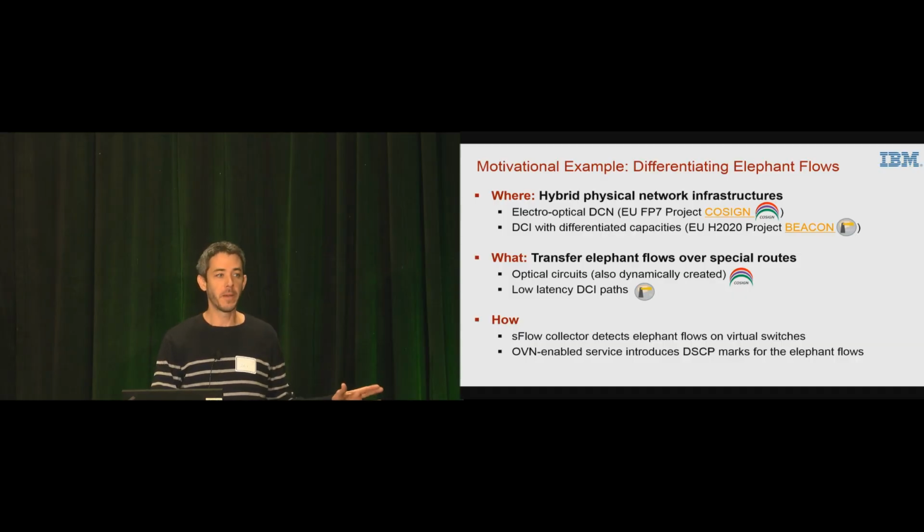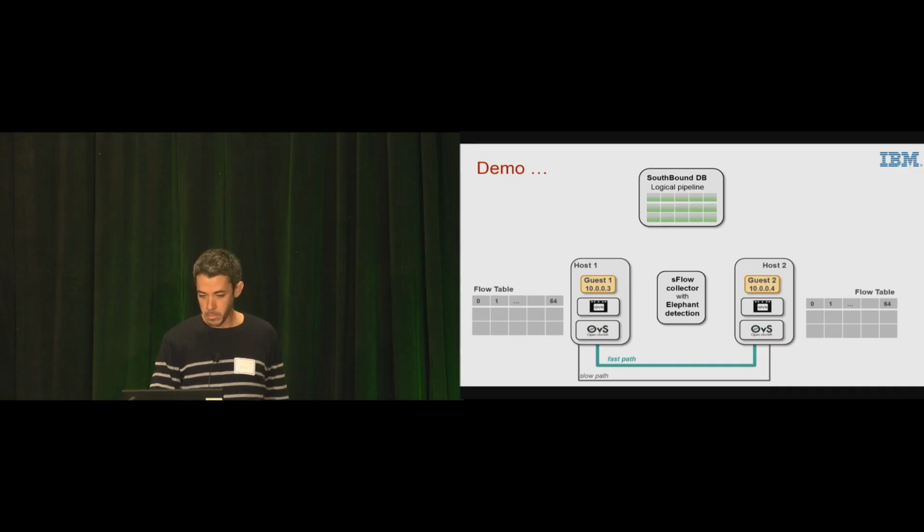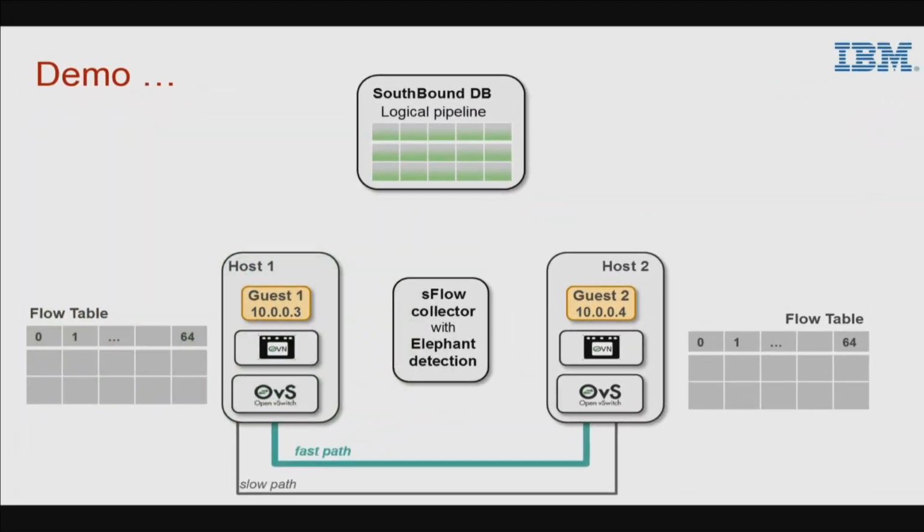And from there, the fabric knows to distinguish these elephant flows and to route them over the optical fabric. So I will demonstrate a live demo. In the demo here, we have two hosts, host 1 and host 2. On top of them, we have two guests, guest 1 and guest 2, that will transfer files to generate traffic. In the middle, we have the sflow collector with an elephant detection. And above, we have the OVN southbound DB with the logical pipeline.